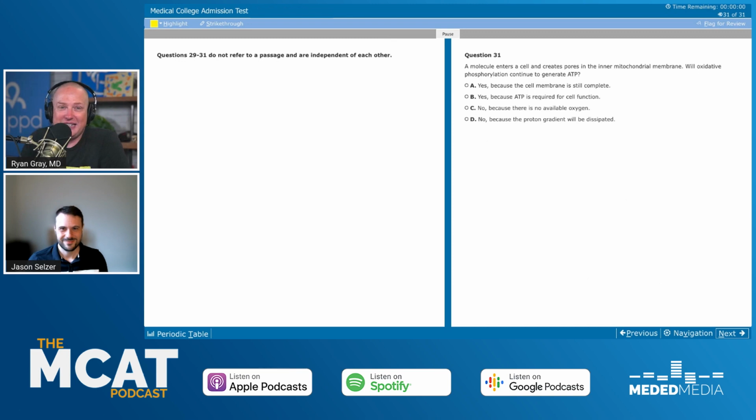Question 31, last one here in this short little discrete section. A molecule enters a cell and creates pores in the inner mitochondrial membrane. Will oxidative phosphorylation continue to generate ATP? A, yes, because the cell membrane is still complete. B, yes, because ATP is required for cell function. C, no, because there is no available oxygen. Or D, no, because the proton gradient will be dissipated.